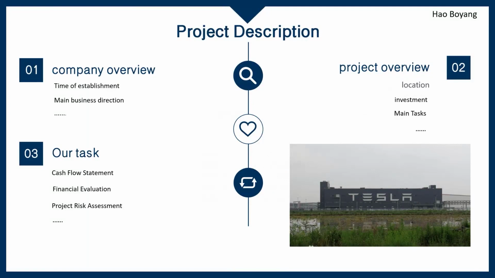In order to form a contrast, we set up two alternative schemes, A and B. We made the cash flow statement according to the financial situation of Tesla, calculated the feasibility of the project, and judged which scheme could bring more profits. Then, we do more in-depth analysis of this scheme, such as project risk assessment, to gain a more complete understanding of this scheme.